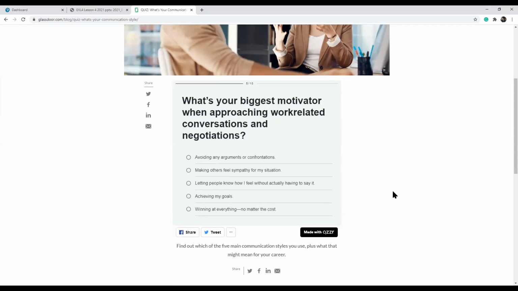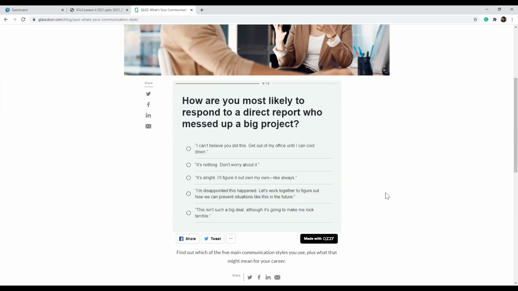What's your biggest motivator when approaching work-related conversations and negotiations? Avoiding arguments and confrontations, making others feel sympathy for my situation, letting people know how I feel without actually saying it, achieving my goals, winning at everything, no matter at what cost. So my biggest motivator is achieving my goals in the workplace.